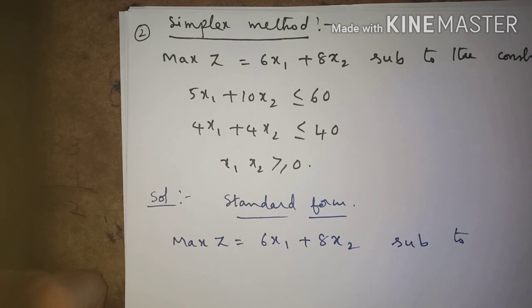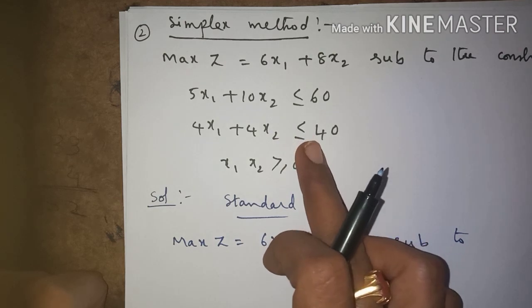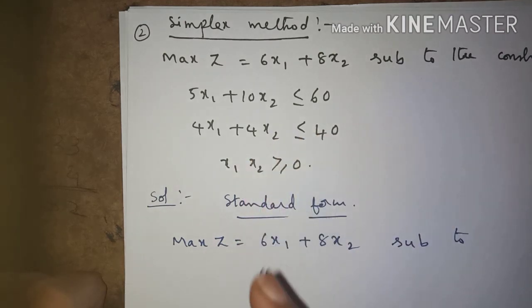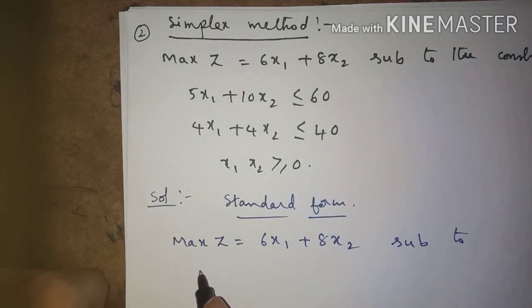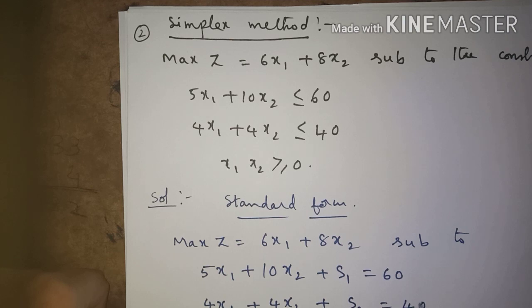That's why we have to add one slack variable on the LHS side. And second constraint is also having less than or equal to symbol. That's why we have to add one more slack variable on the LHS side of the second constraint. So that the constraints will become 5x1 plus 10x2 plus s1 is equal to 60. Second one is 4x1 plus 4x2 plus s2 is equal to 40.